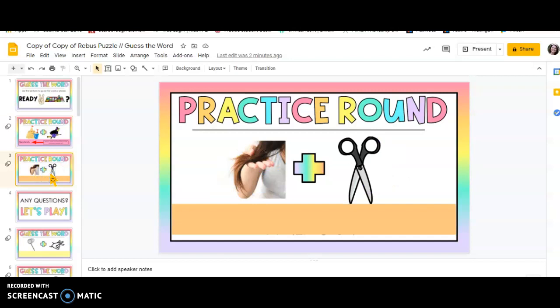What about this one? We've got hair and scissors. Put those together, the rebus puzzle is haircut. You would type your answer right here.